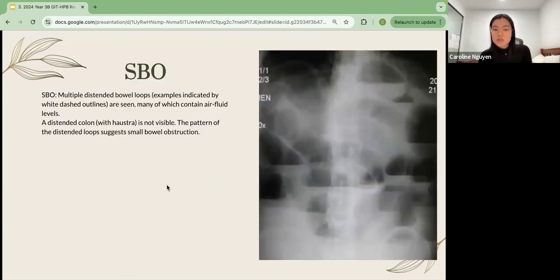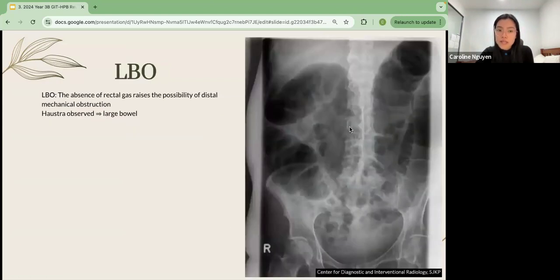And this is a small bowel obstruction. So you can see multiple fluid levels here, here, here. And you can't see haustra, which looks like that. So this is a small bowel obstruction, and this is a large bowel obstruction. There's the haustra as well.